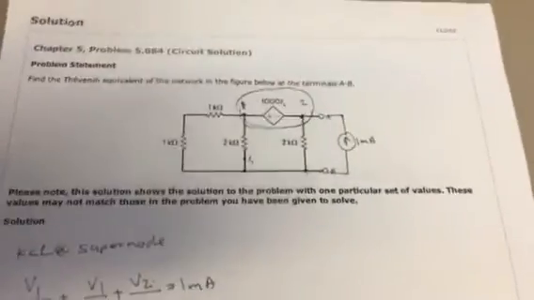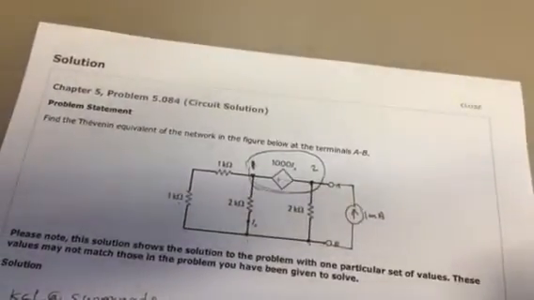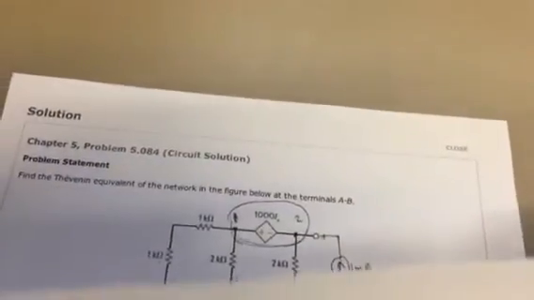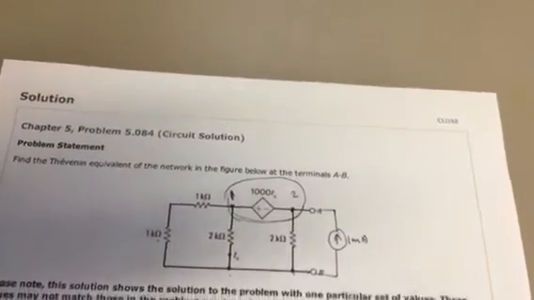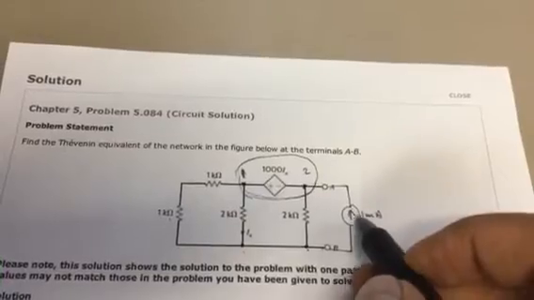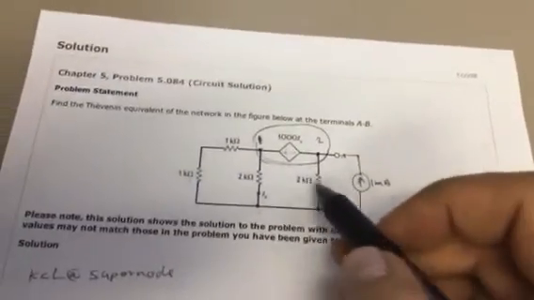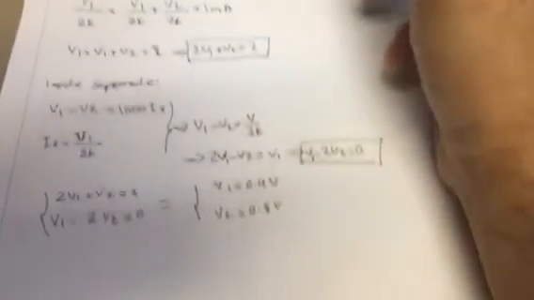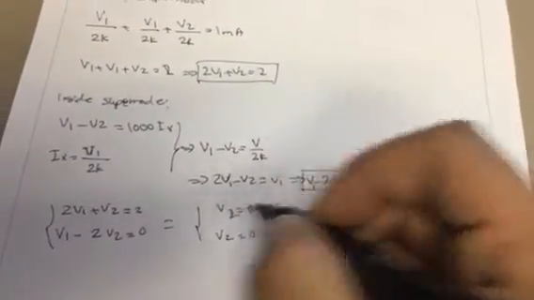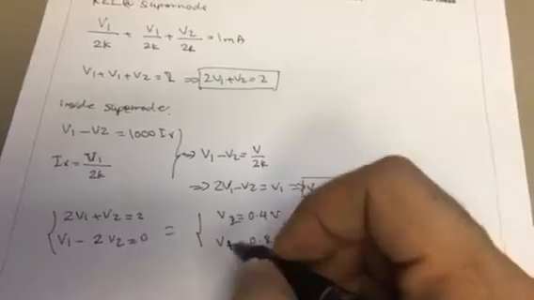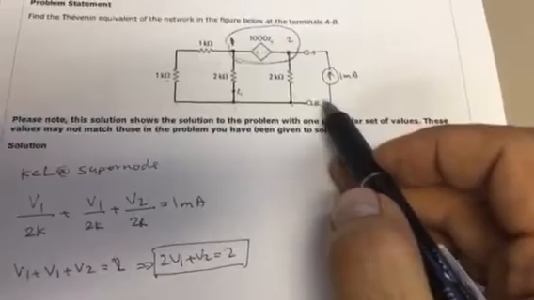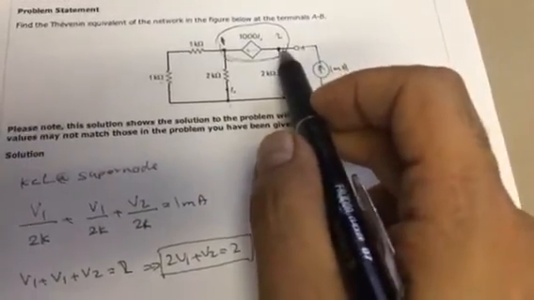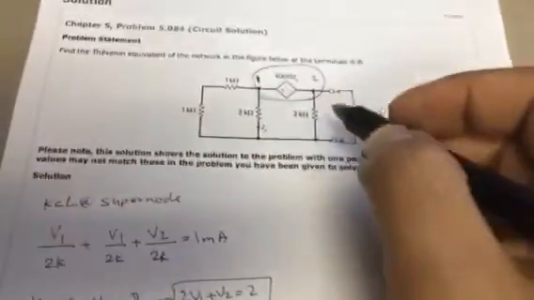So this is all solving this problem. If I apply 1 milliampere over here and then solve it, I get V1. Let me double check my answer. Sorry, V2 is 0.4 and V1 is 0.8. So if I apply 1 milliampere over here, I find V2 to be 0.4. So V2 is actually the open circuit voltage.